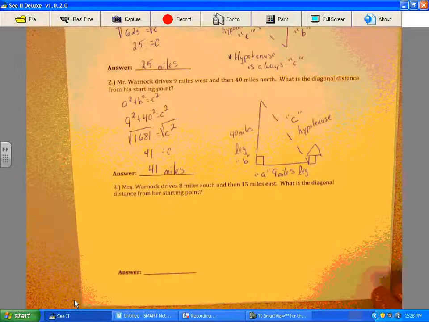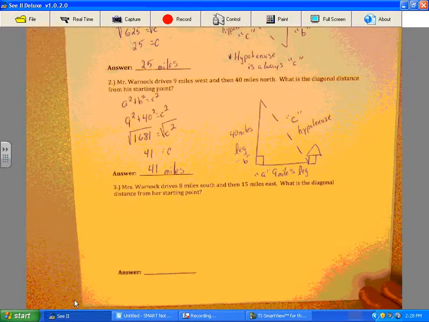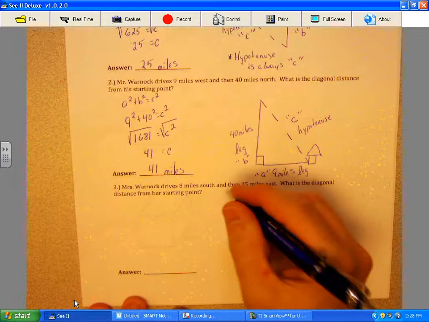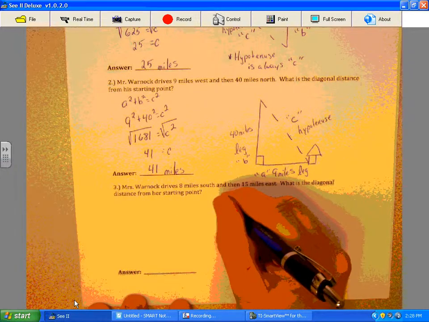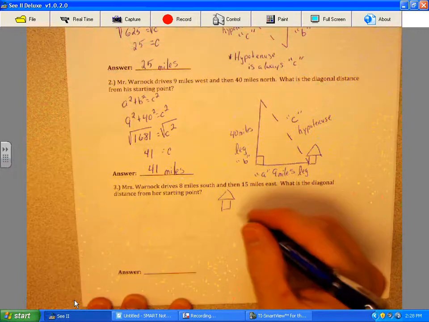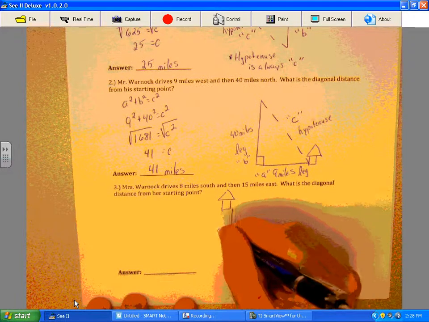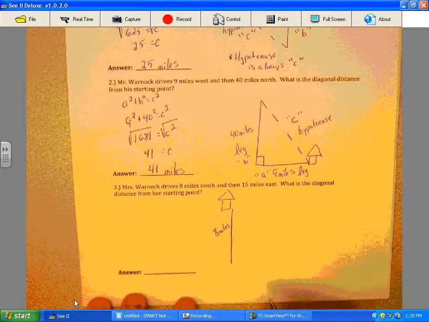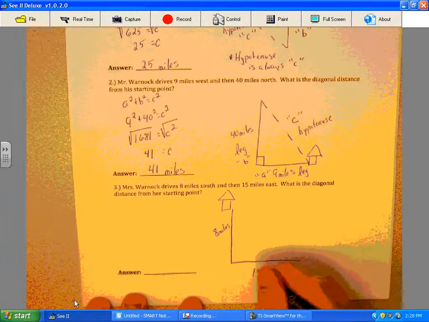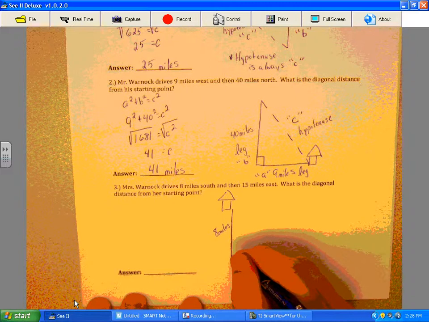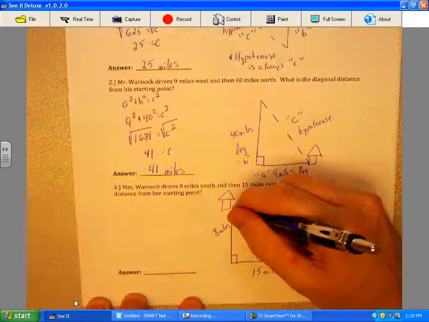Looking at example 3, Mrs. Warnock drives 8 miles south and then 15 miles east. What is the diagonal distance from her starting point? So once again, here's Mrs. Warnock's house. She's driving 8 miles south. And then 15 miles east. Right here is that right angle, representing that it's a right triangle. And we want to find this diagonal distance.